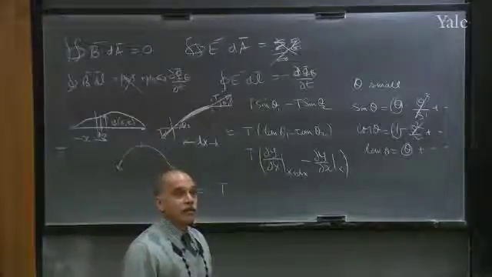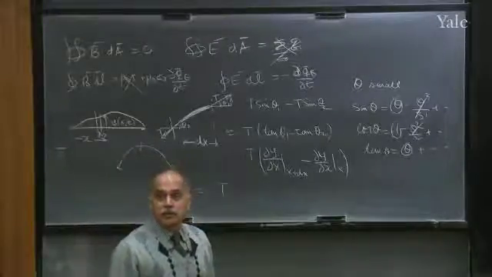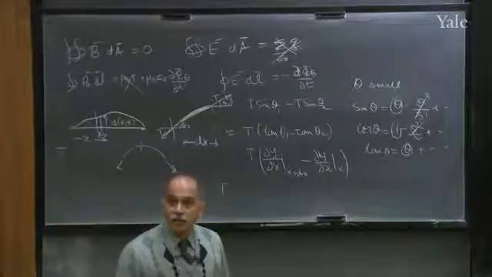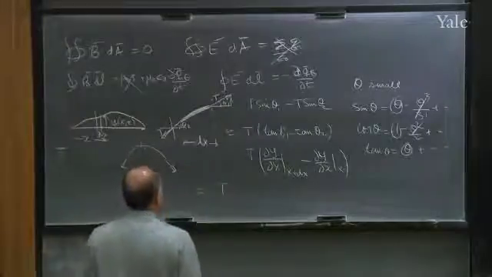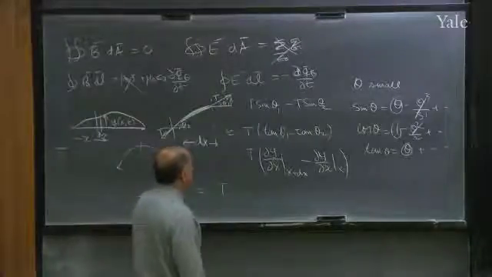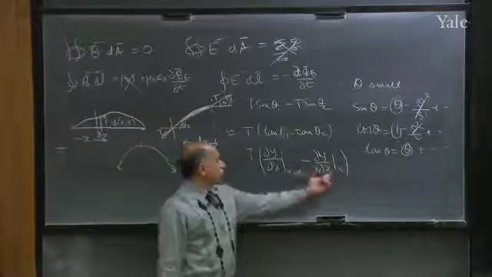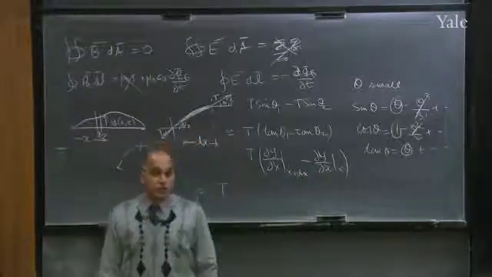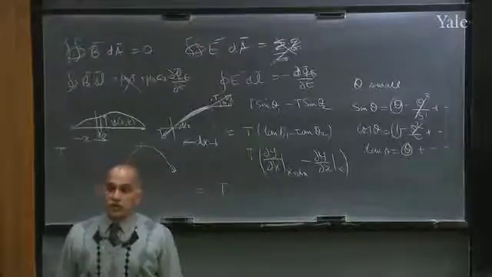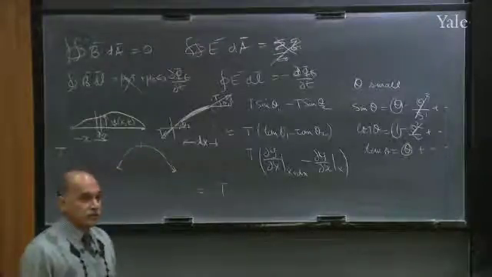Pardon me? Multiply by 1. Multiply by 1. Then what do you do with that? I'm asking you to evaluate the difference between this guy at x plus dx minus the same thing at x. What is it equal to approximately for small dx?